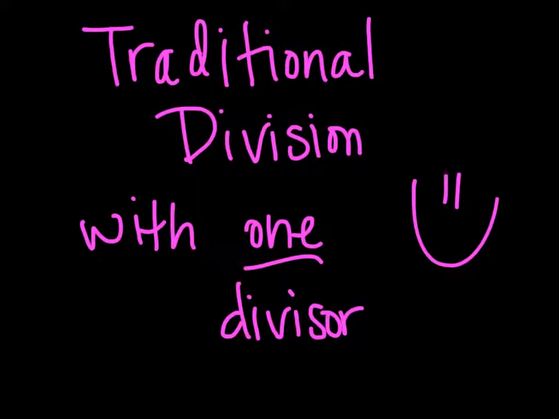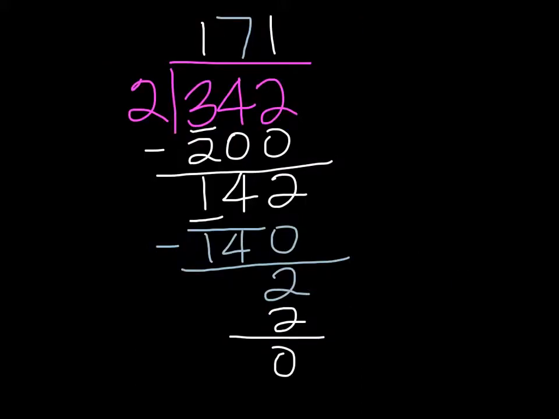Today we're going to practice the traditional division algorithm with one divisor. We're going to divide 342 by 2. So 342 is our dividend and 2 is our divisor. The first question you need to ask yourself is, can 2 go into 3?